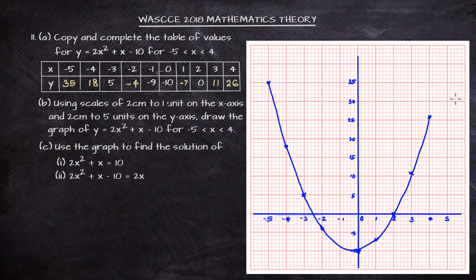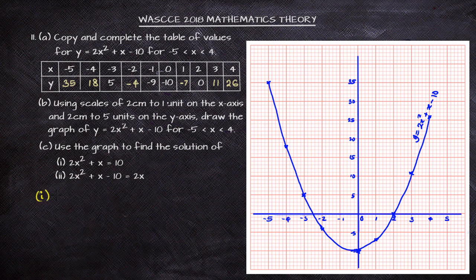Alright. This is better. So yeah, joining the points, I've gotten the graph of y equals 2x squared plus x minus 10. That is the graph as requested for me to draw. And now, once I've gotten this, question B is also solved.